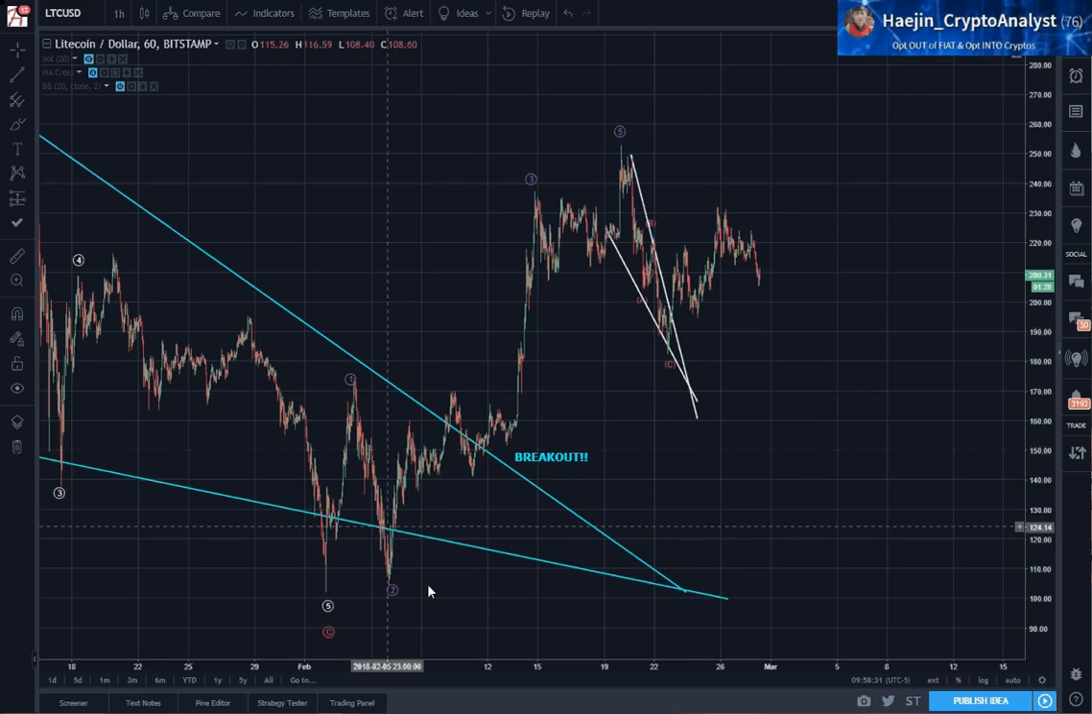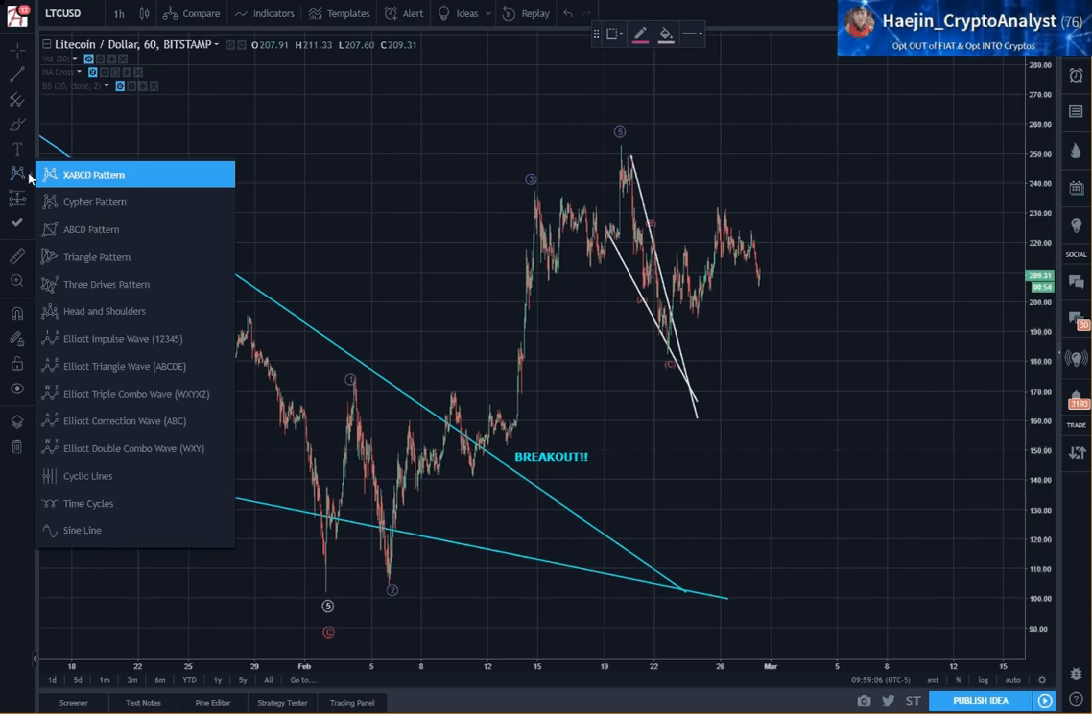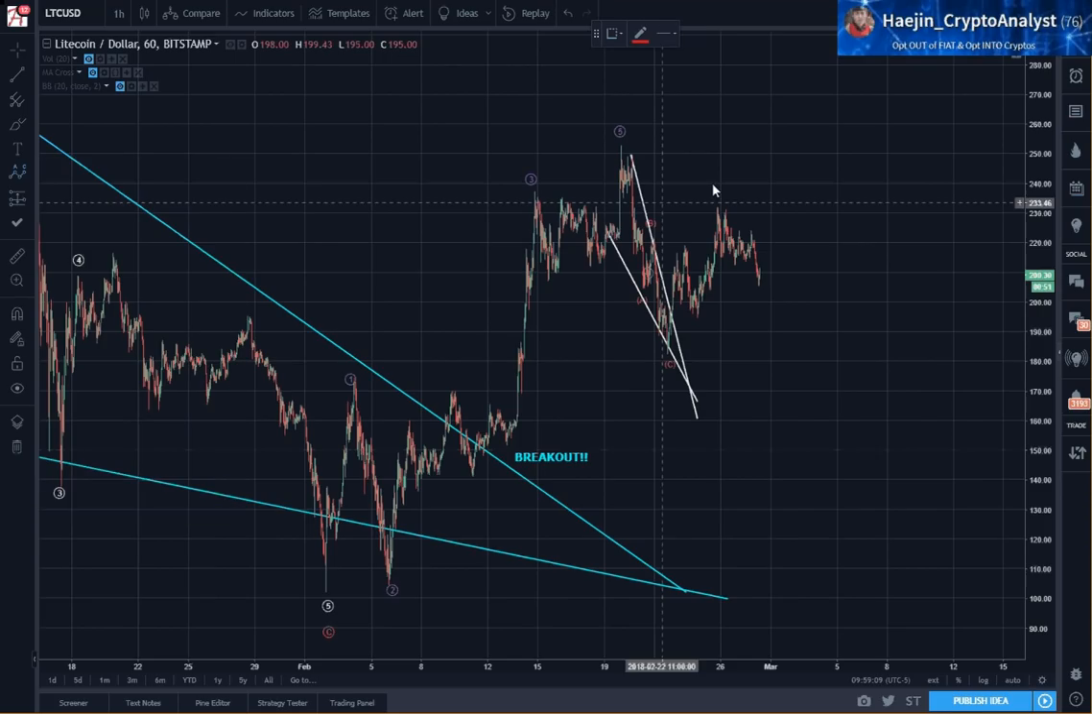One, two, three, four, five. A, B, C. And what I'm noticing here is this is not impulsive. And instead of this ABC being the end of the correction after this 5 wave impulse, I'm thinking potentially that this whole thing could be an ABC.